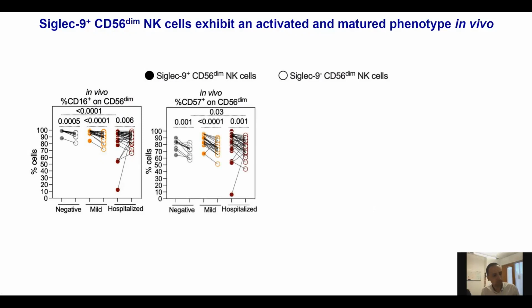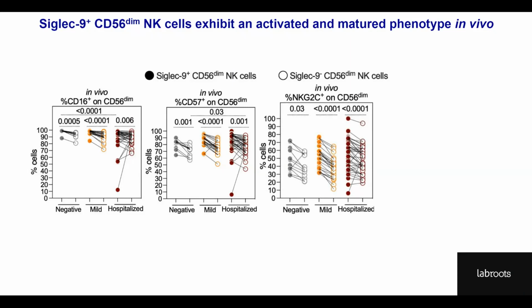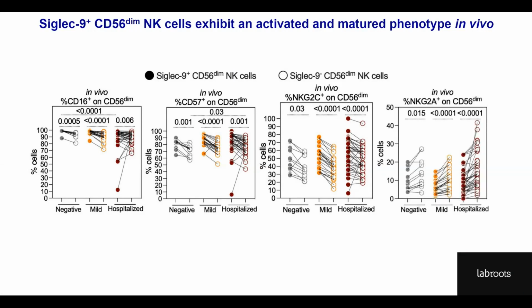Again, regardless of disease status, these cells are more mature. They are expressing CD57, which is a maturation marker, compared to Siglec-9 negative cells. They do express high levels of NKG2C, which is an activating marker, and lower levels of NKG2A, which is an inhibitory marker. So similar to what we found during HIV, these cells are more activated and more cytotoxic against HIV and SARS-CoV-2 infected targets compared to Siglec-9 negative cells.